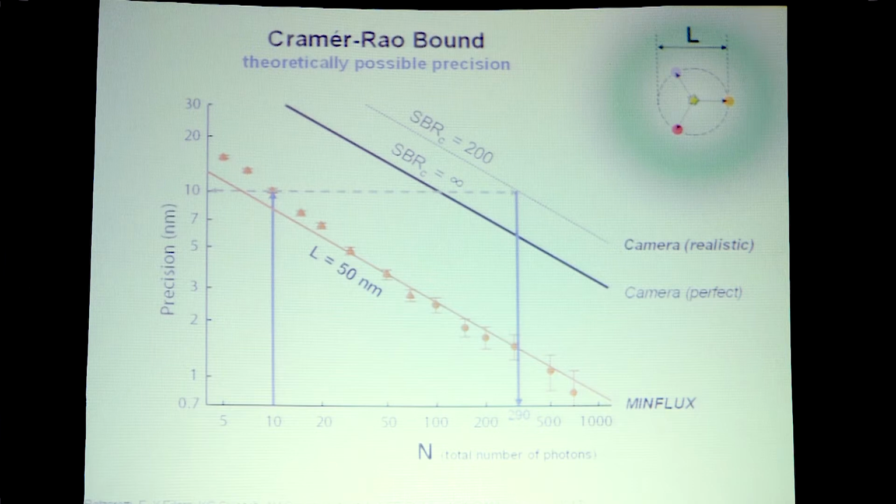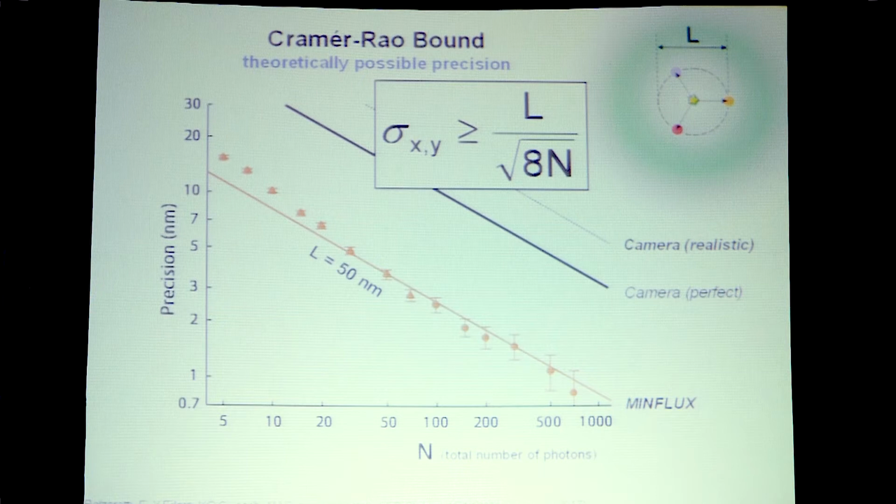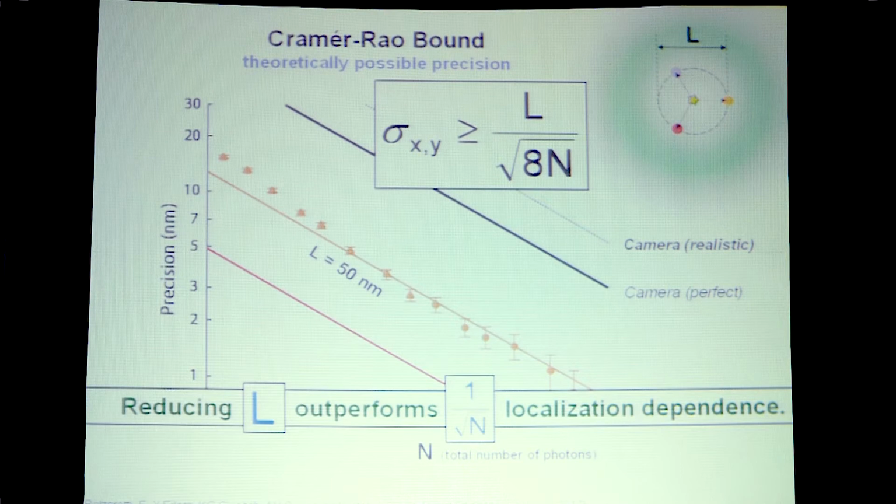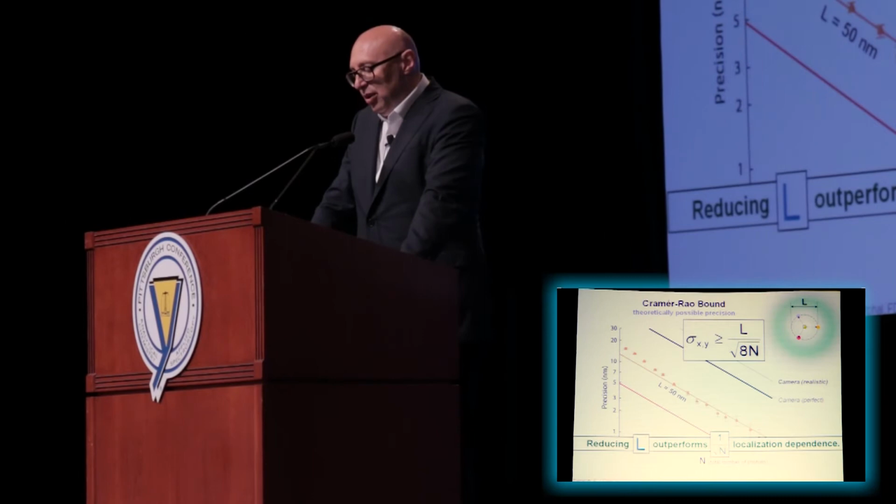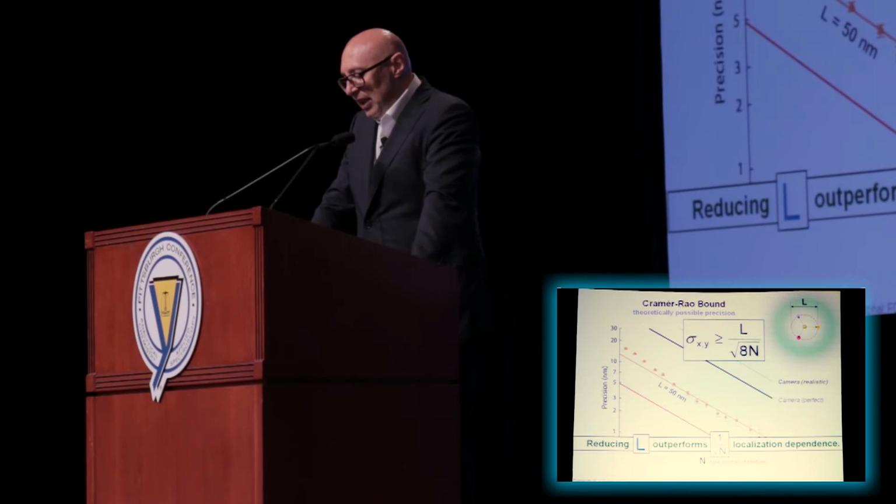And again, as I said, one has this dependence on the scanning range or on the investigation range. And once you have a coarse approximation of where it is, you make that region smaller, and then you need fewer photons and so on. So the reduction of the investigation range outperforms the 1 over square root of n localization dependence. And so this is an example where you can really outperform this dependence on the number of emitted photons. And I think this is really important, because otherwise the only option is to wait longer, and longer, and longer, and then in the end you will be limited.